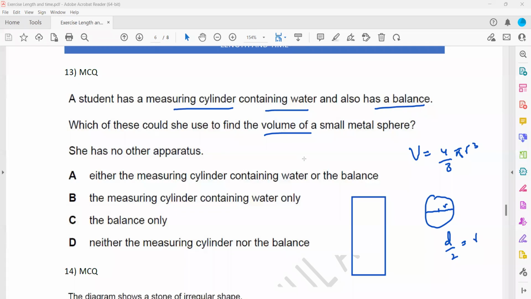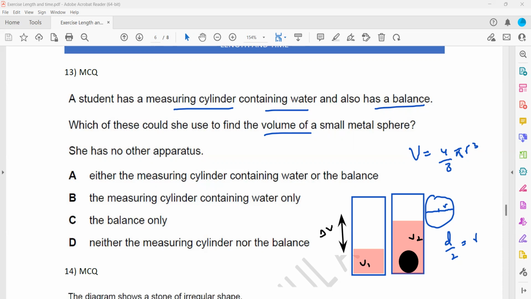We'll fill the measuring cylinder with liquid, and then we'll add an object. The moment we add an object, what will happen? The volume will change. And how much the volume changes is equal to the volume of the object. The difference in the volume, like if this volume is V1 and this volume is V2, the difference will give us the volume of the object.